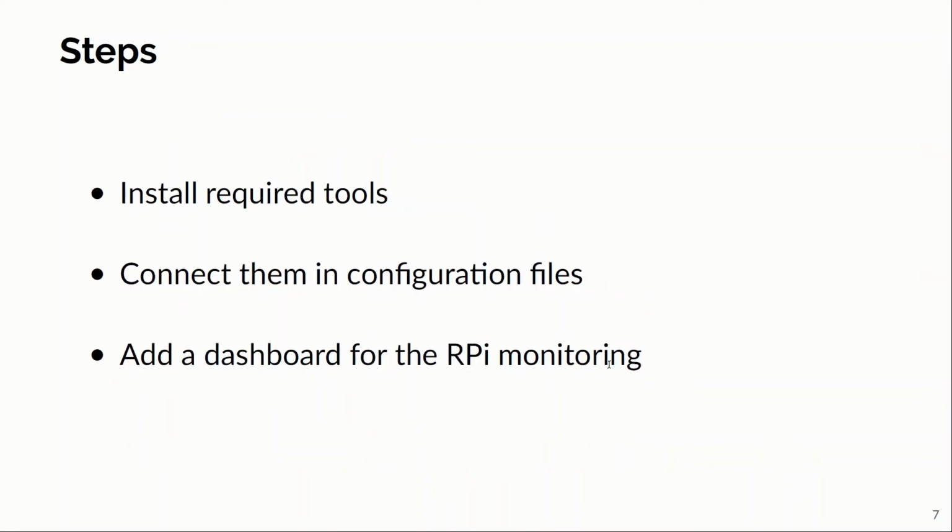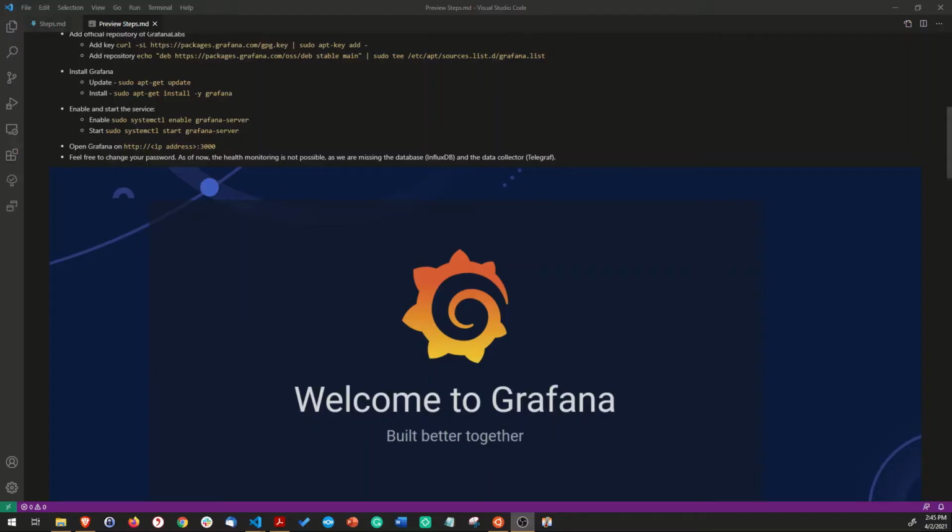So without further ado, let's have a look at the initial steps: how to install the required tools for the visualization of the hardware monitoring, connect it and modify the configuration files, and finally have a look at how the dashboard looks. In the first step, it's important to install the required packages, where we can start with the installation of Grafana.